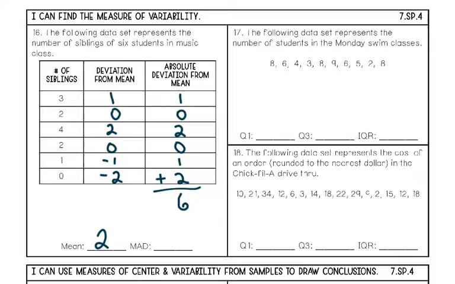And again, to find the mean absolute deviation, to find that mean, we're going to divide by the number of data points. There were still 6. 6 divided by 6 is 1. So the mean was 2, but the mean absolute deviation is 1.